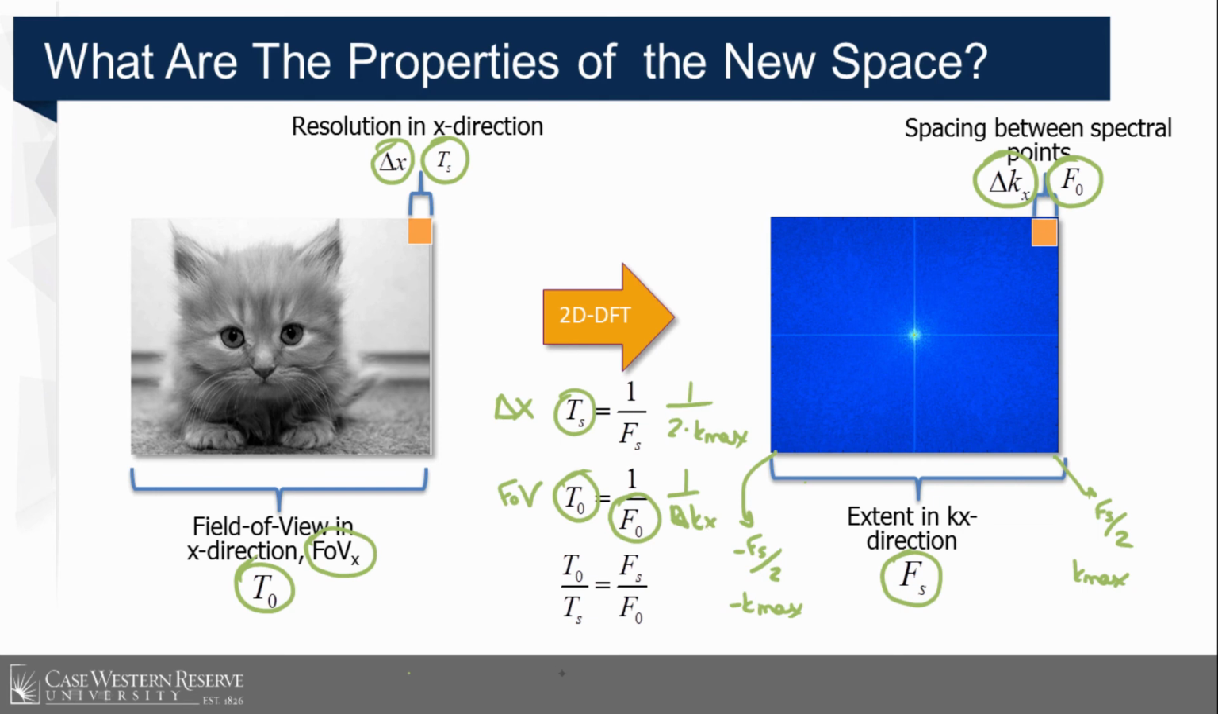And if we take our field of view and divide it by the resolution, so here we'll write this field of view x divided by delta x, we know this should give us the number of points in the x direction. And we can see that this is equivalent to Fs divided by F0, so the extent of our K-space divided by the spectral resolution, which will again be equal to Nx. So again, we have the same number of digital points in our image and in our K-space.